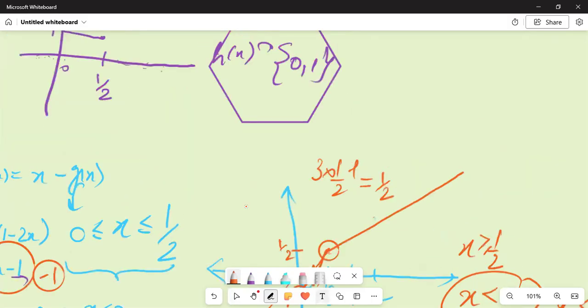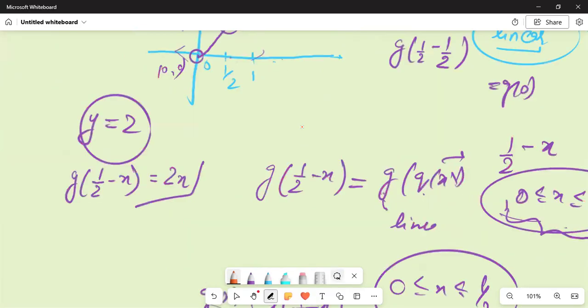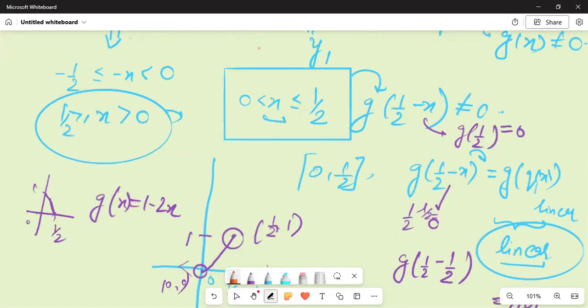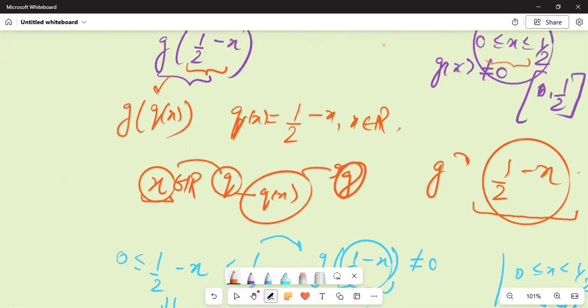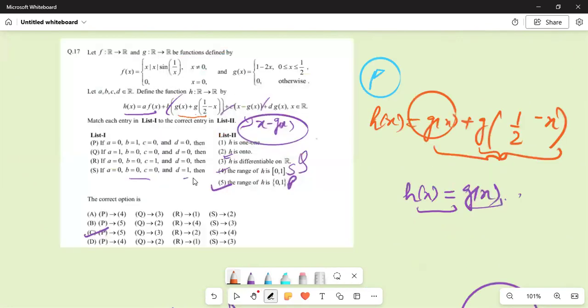So matching with the correct answer, you get that h is onto, but h is not 1-1. So R is 2, and C part is the right answer.